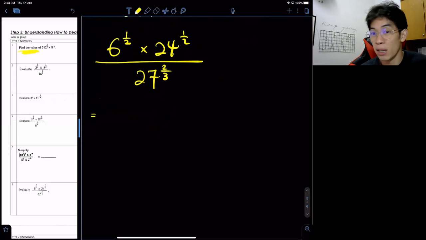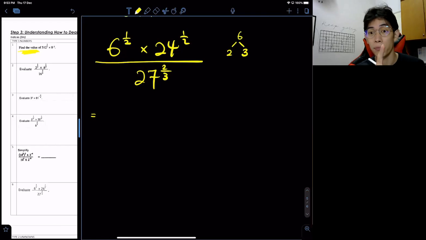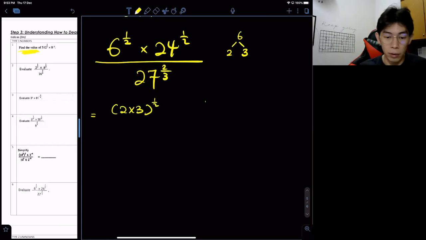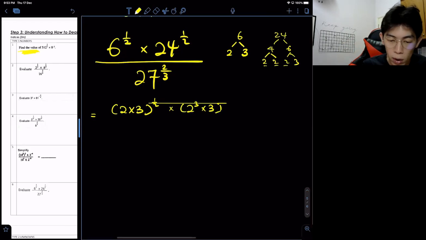Okay, so everyone, let's have a look. First of all, 6 is 2 times 3, right? Yes, correct, Ethan. So you notice that it is 2 times 3, power 1 over 2. Correct. Now listen carefully. 24 is going to be 4 times 6. You want to make it 3 times 8 also can, or 2 times 12 also can. So breaking down the 2s and 3, you get 2 cubed times 3, power 1 over 2.